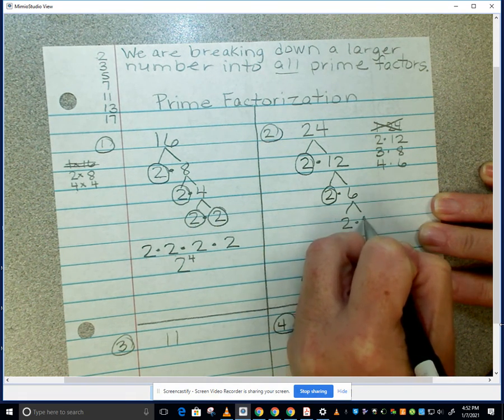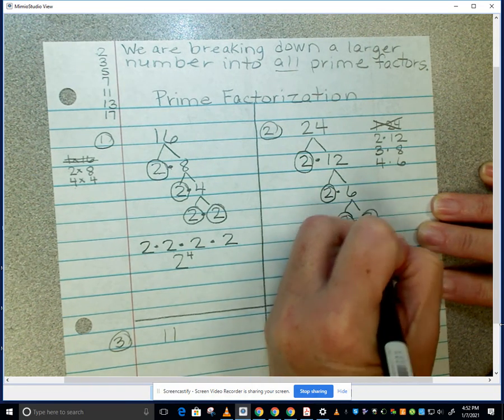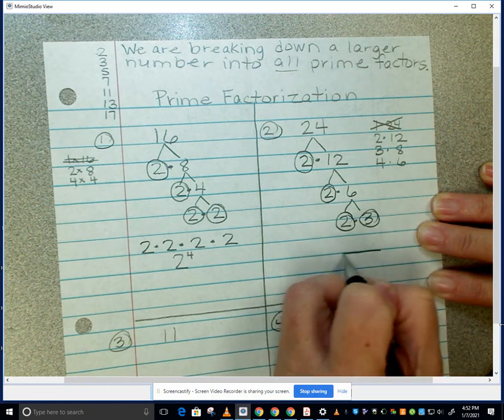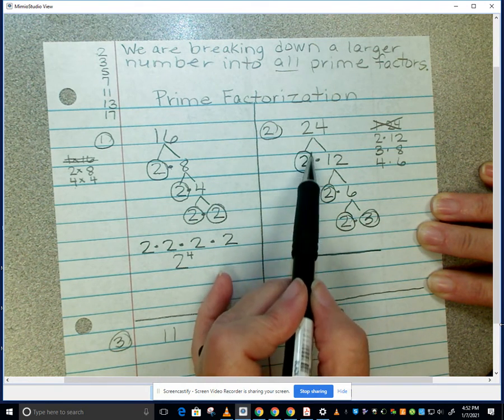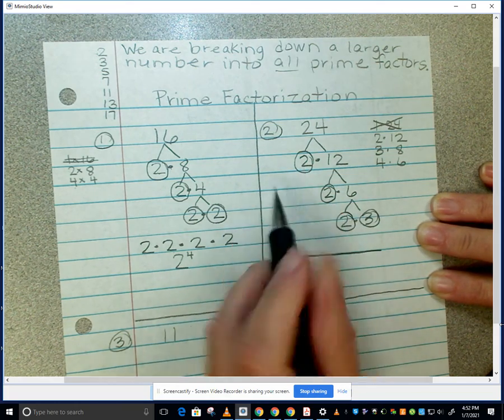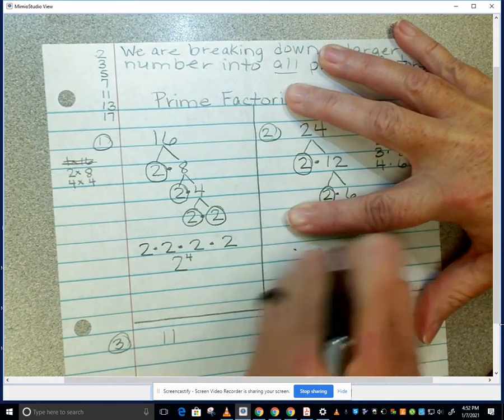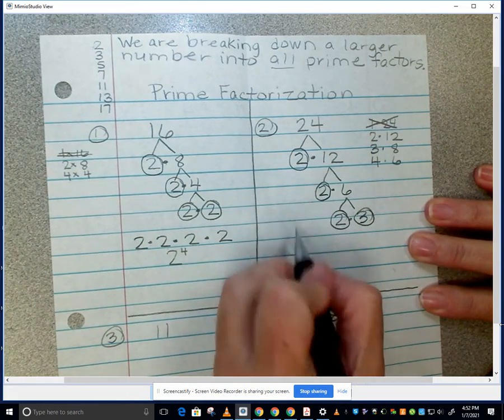2 times 3. You'll start getting automatic at it. Prime, prime. Let me draw my line. I'm done. All of my numbers that were left dangling, they're all circled. And I'll write these in order. Oh, I didn't mean to draw a line. That's for another lesson. I'm so sorry. Let me list them in order, least to greatest.